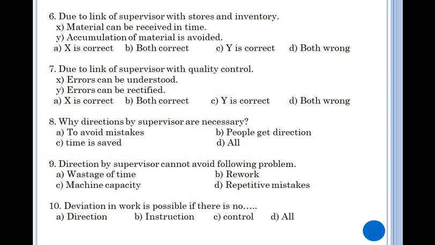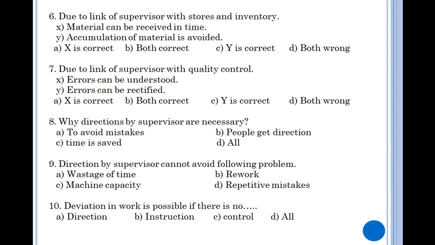As a supervisor, what can you control? I can control the wastage of time. I can control the rework of components. I can control the repetitive mistakes by the worker because I have a good understanding with the worker. The one thing I cannot control is machine capacity, because machine capacity is given by the upper management, and they have decided which capacity of machine can be used in the industry. That cannot be avoided by the supervisor. So option C is correct.